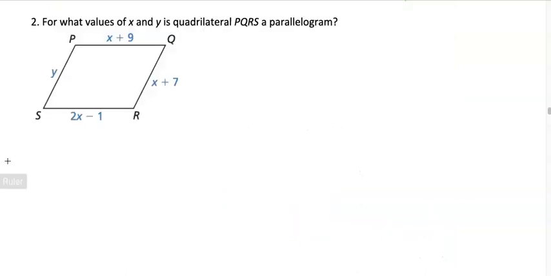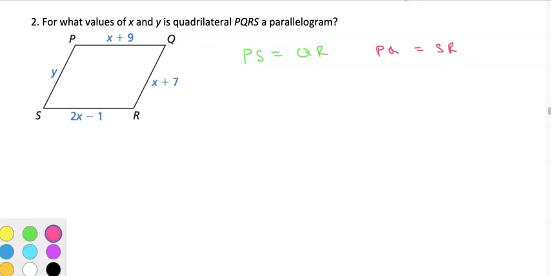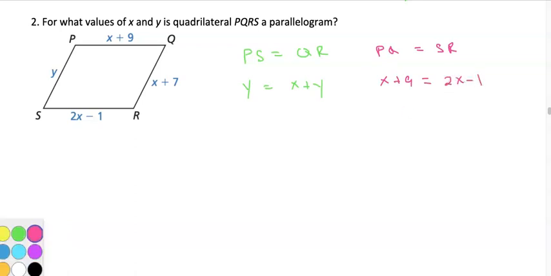Okay, for this next one, for what values of X and Y is quadrilateral PQRS a parallelogram? So in order for this to be a parallelogram, PS must equal QR, right? Opposite sides must be congruent. And the other one is that PQ must equal SR. So if I put this information in here, I've got PS, which is equal to Y, QR, which is equal to X plus 7, and then PQ, which is X plus 9, and SR, which is 2X minus 1. If you notice, this is actually plus 7, not plus Y.